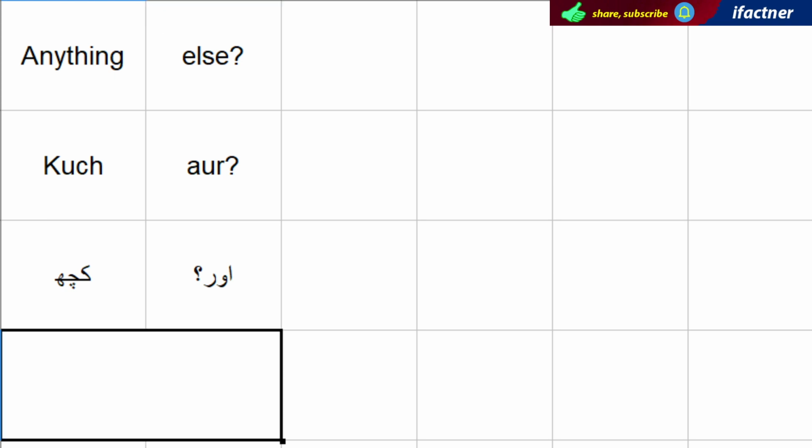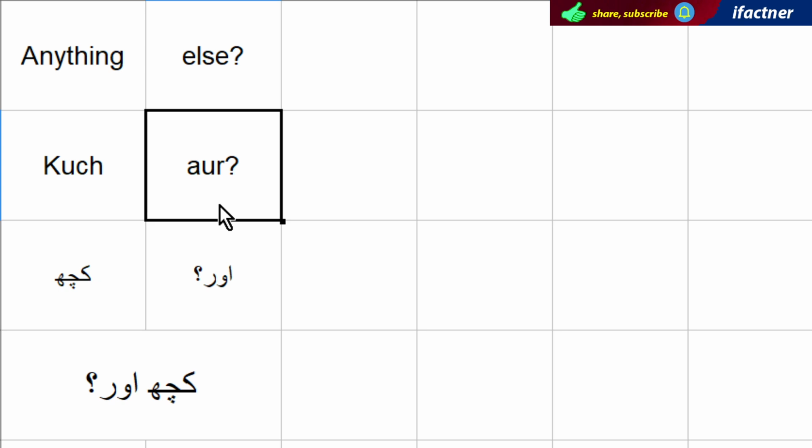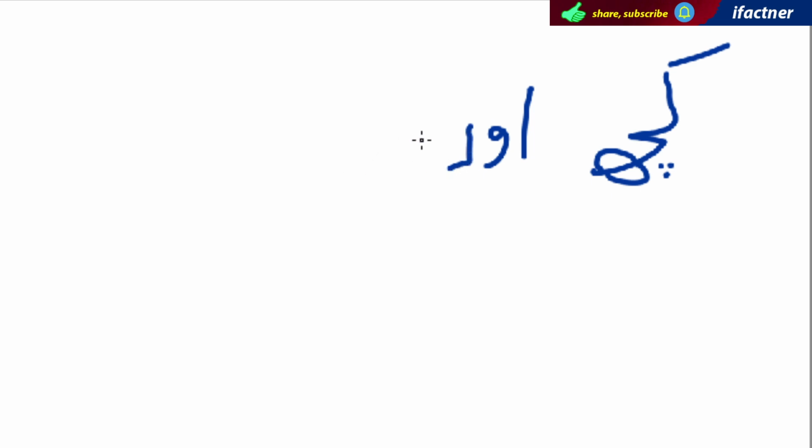So he will ask कुछ और. काफ, चे दो चश्मी है for the aspirated sound, कुछ और अलिफ वाव रे, question mark. कुछ और means आपको कुछ और चाहिए. Do you need anything else? So simply he can ask anything else. So now let's see how do we write it in Urdu. So we can write kuch as काफ चे हे कुछ, और अलिफ वाव रे कुछ और.